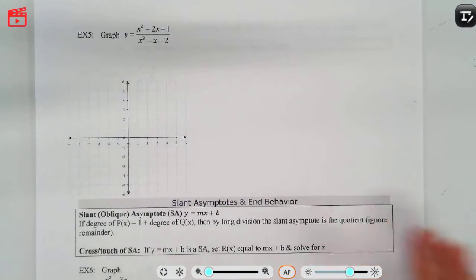Okay, another one. Let's go ahead and graph this one. I would take a second, see if you can graph this one by yourself, and then check in with me.